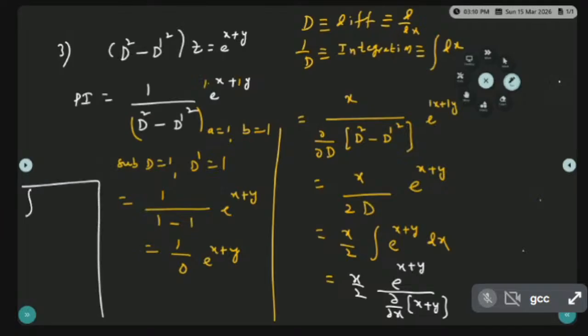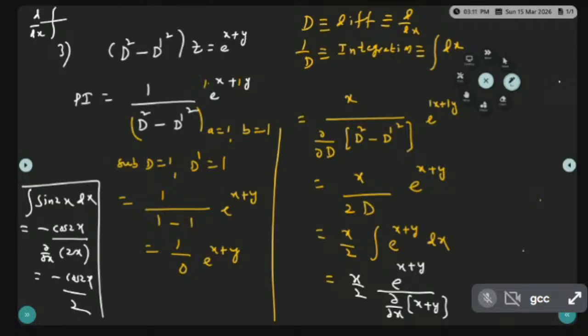Look, everyone: in ordinary differentiation, the integration of sin 2x is minus cos 2x by dou x of 2x, minus cos 2x by 2. This is the result. And when differentiating, this is a very important thing: when d by dx goes inside the integration, it will become dou by dou x. Remember this well. Under the integral sign, when you have two variables, obviously we have to take the partial differentiation.